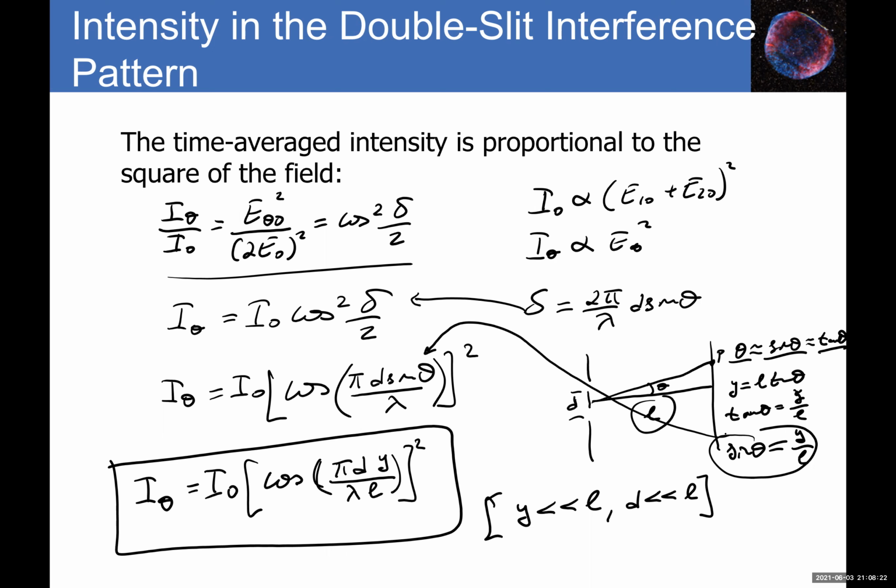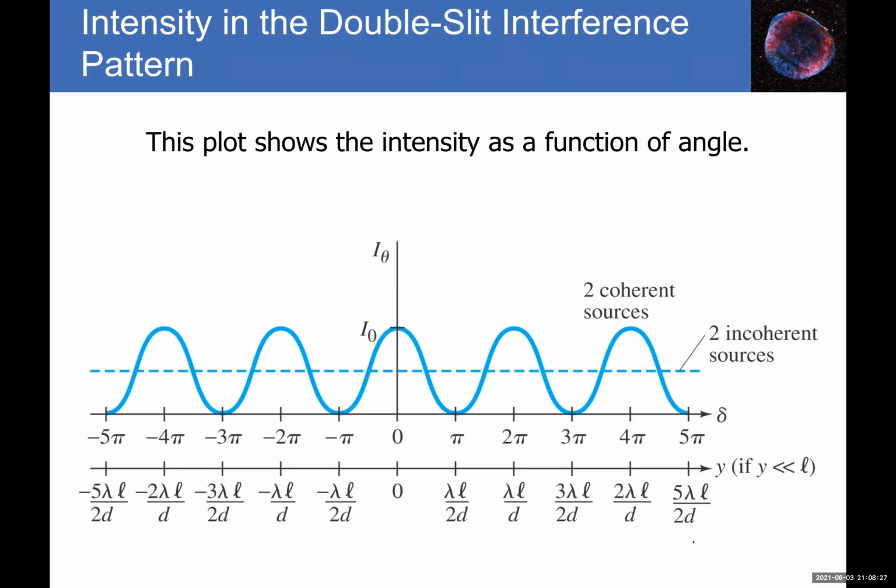All right, so from here, if we plot the intensity as a function of angle, we basically get a graph like this, where this is the amplitude.